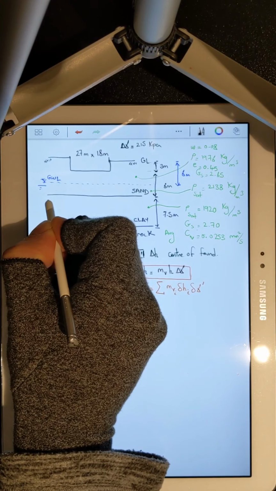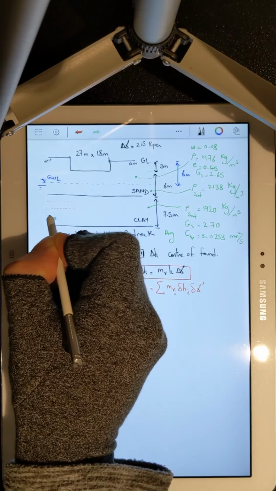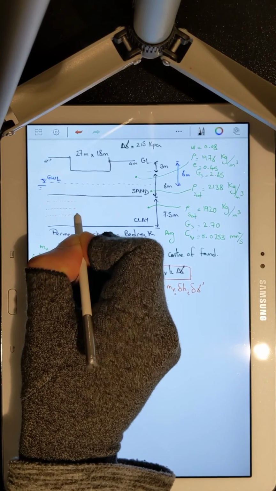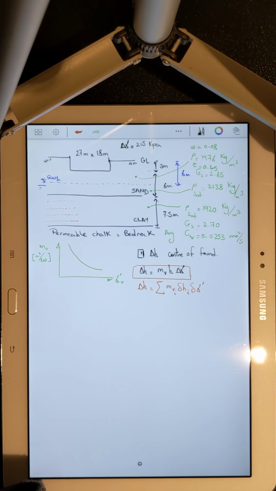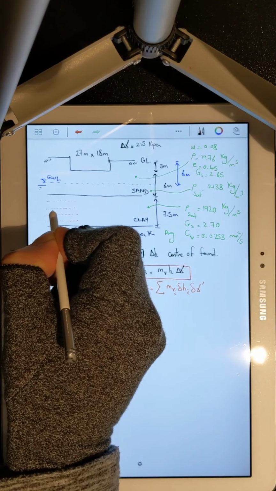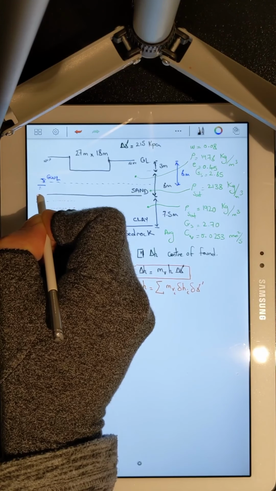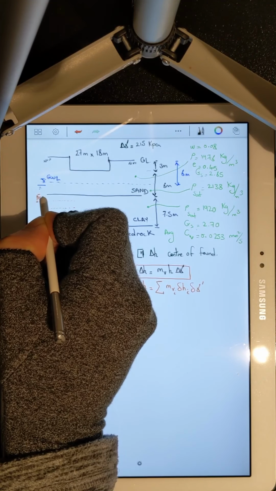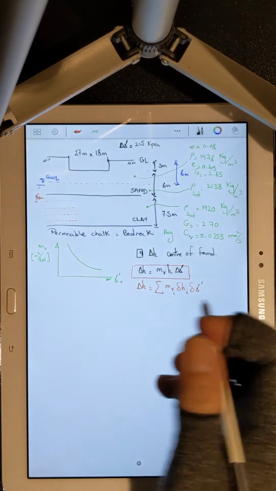So let's begin. The first sublayer like this, second sublayer, third sublayer, fourth sublayer, and fifth sublayer. Again, not to scale. So I'll have 5 sublayers, sublayer 1, 2, 3, 4, and 5, and the thickness of each sublayer will be 1.5 meters. Can I report this in a tabular form? Yes, I can.